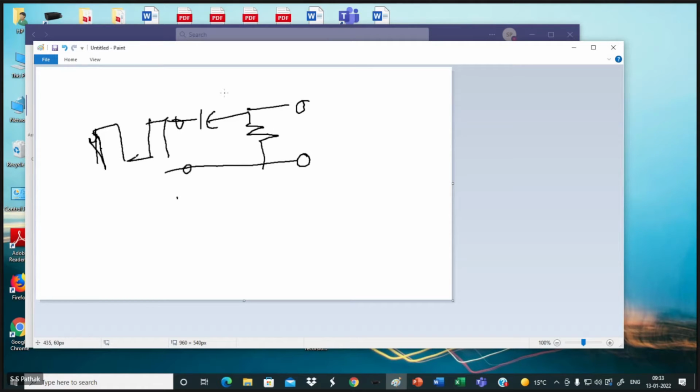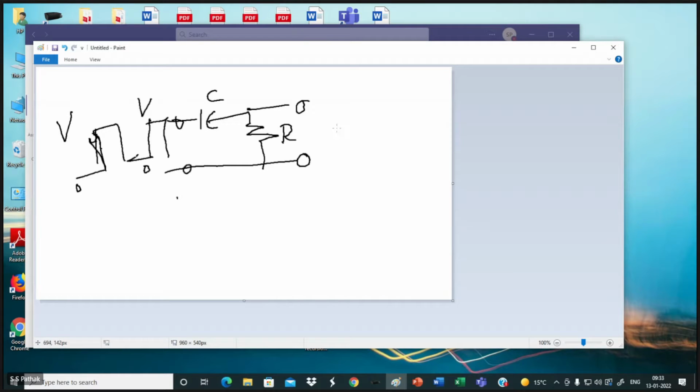This capacitor has value C, and this has value R. Here it is 0, and here it is V volt. Here it is 0, and here also it is V volt. The width of the pulse is the same, that I'm not contradicting. So what is going to be the output?